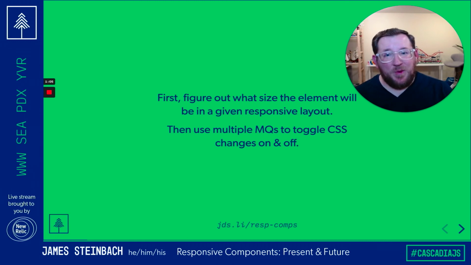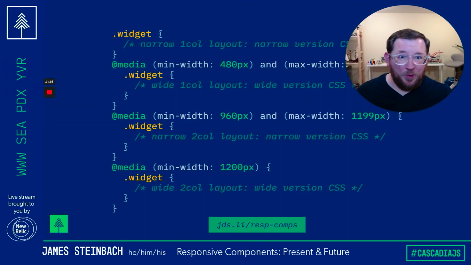Right now, the answer for a while has been first, figure out what size the element will probably be in a given responsive layout based on your media queries, and then use multiple media queries back and forth to toggle your CSS changes on and off. And it looks like a wall of text, and it kind of is, and that's kind of the point. I don't want you to learn from this code. I want you to not do this.